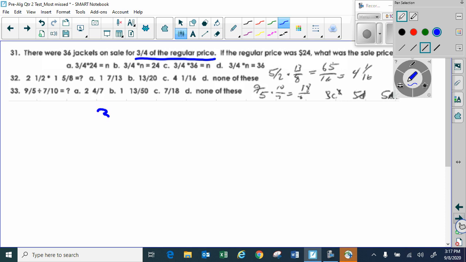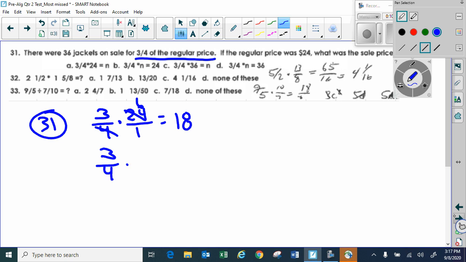So it's 3/4 of means times in math. The regular price was 24. Put that as 24/1. 4 cancel the 24 6 times. 3 times 6 is 18. Sale price is 18. Oh, we weren't solving it. So we need to do 3/4 times 24 equals n. We're solving for the n here. 3/4 of 24.